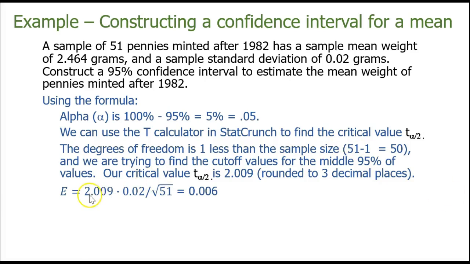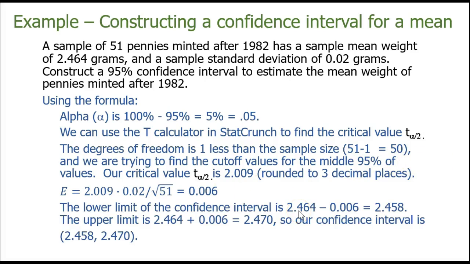The other things that go into this formula for the margin of error, here's our critical value. This next value is the sample standard deviation, and then we're dividing that by the square root of the sample size. If we put those numbers into the formula and calculate it, we get 0.006 as our margin of error.